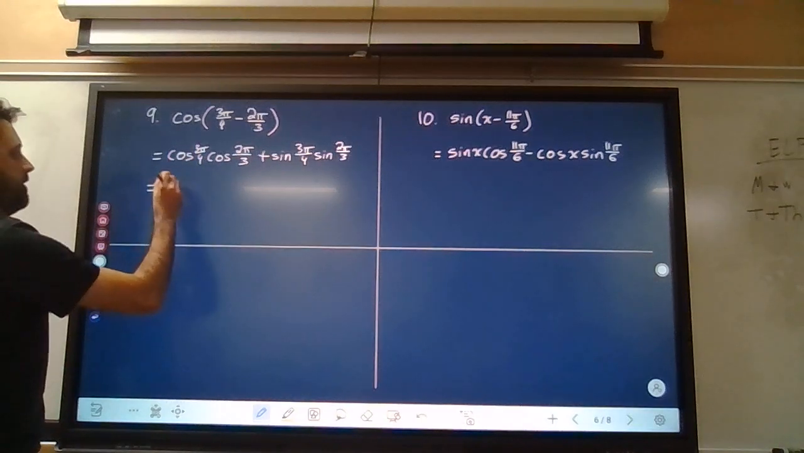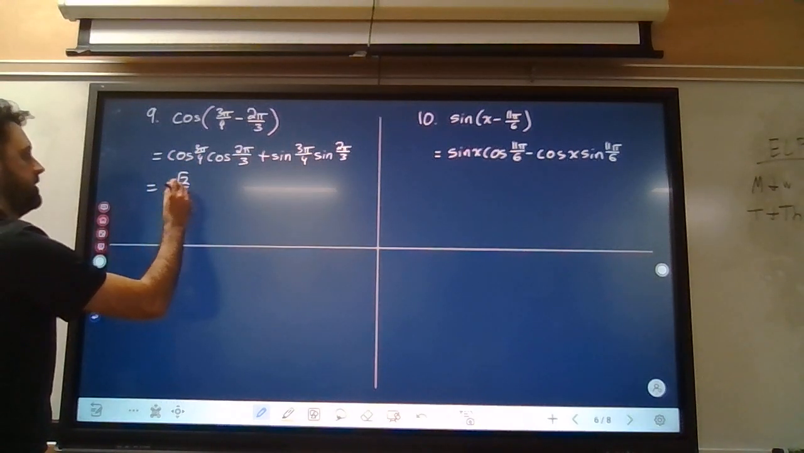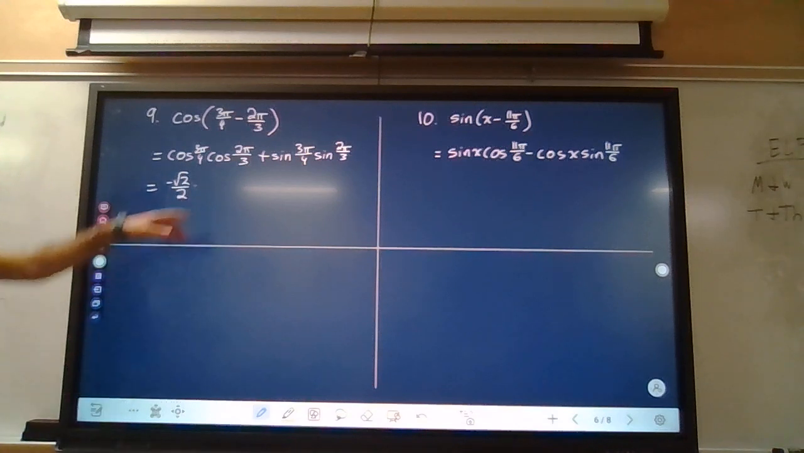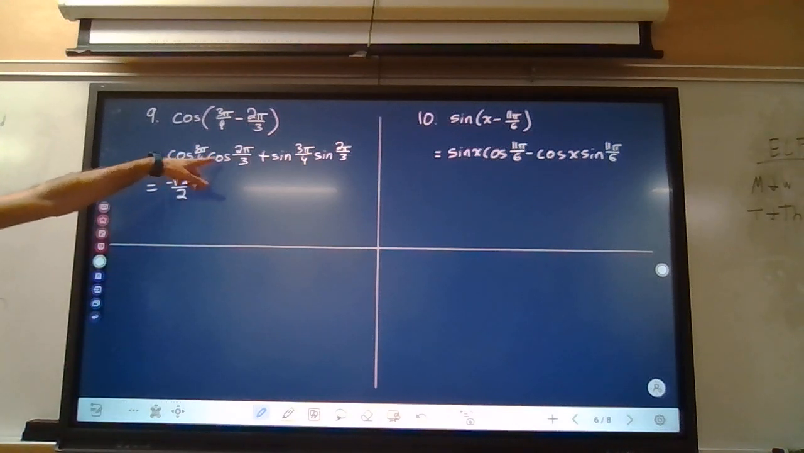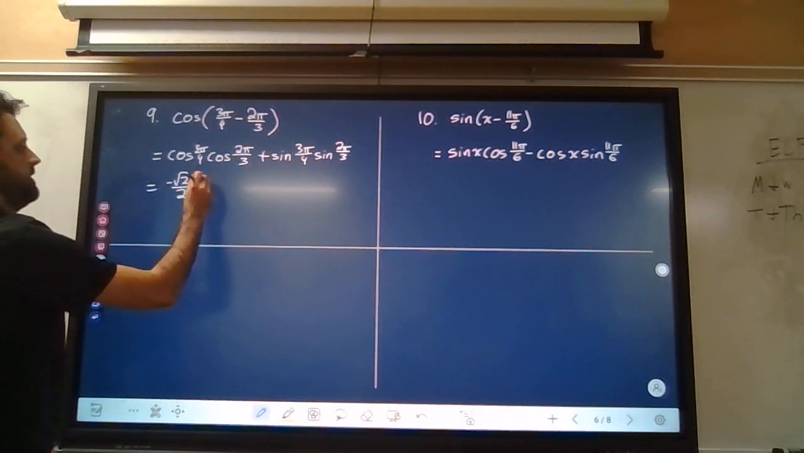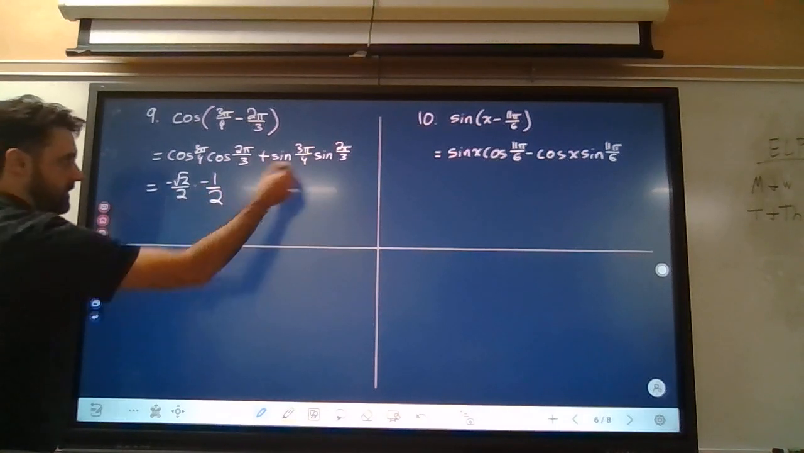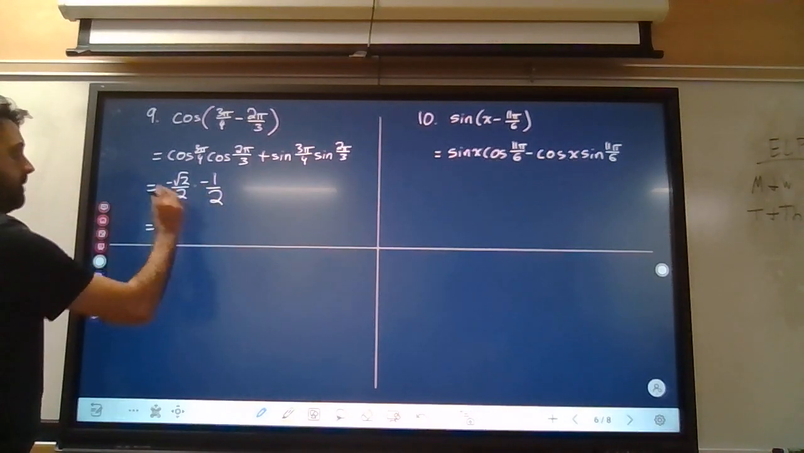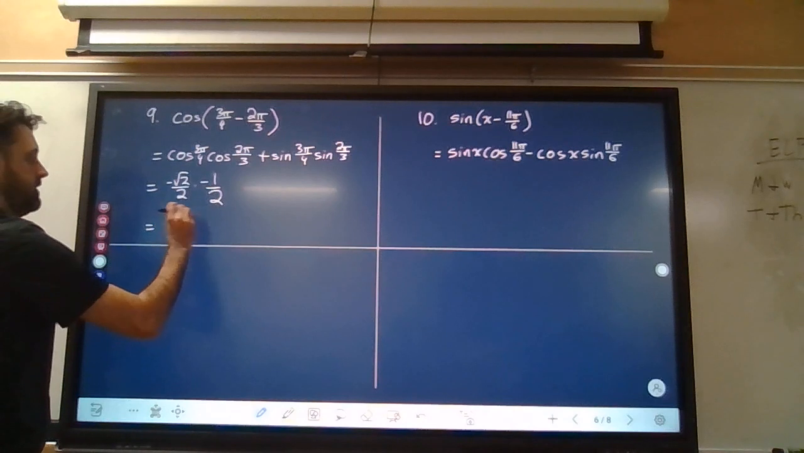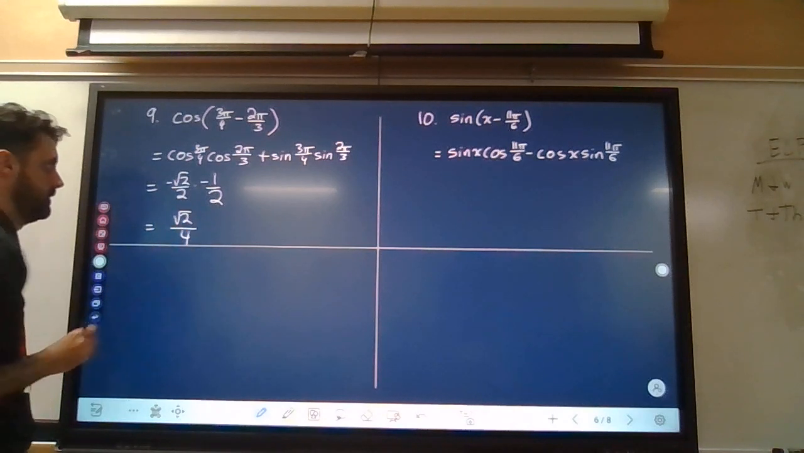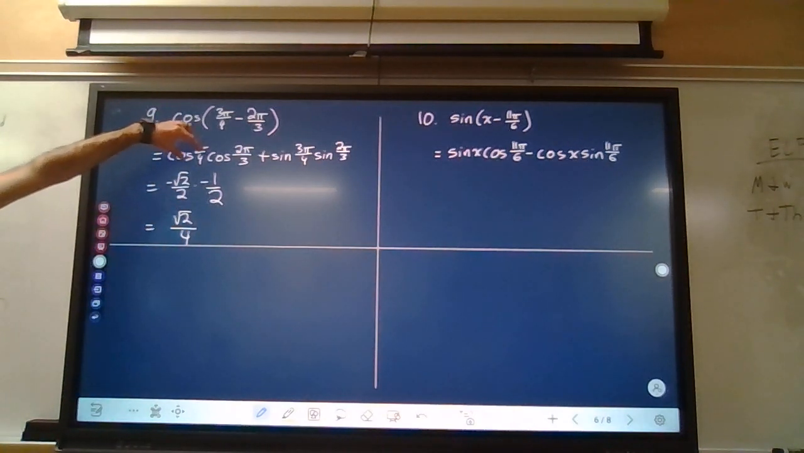The x coordinate at 3 pi over 4 is negative square root of 2 over 2, multiplied by the x coordinate at 2 pi over 3, which is negative 1/2. I'll come back to that part in just a minute. When we multiply these two, that gives us positive square root of 2 over 4. That's just the first two cosines right here, which simplifies into the square root of 2 over 4.